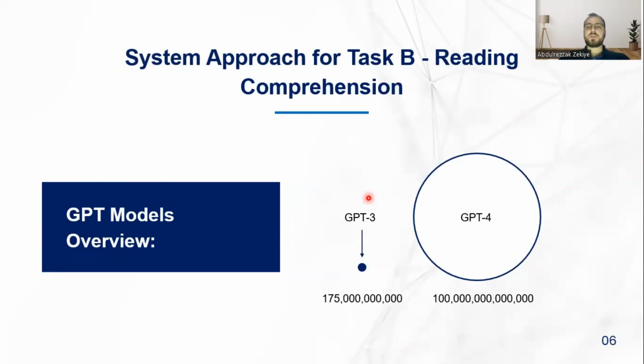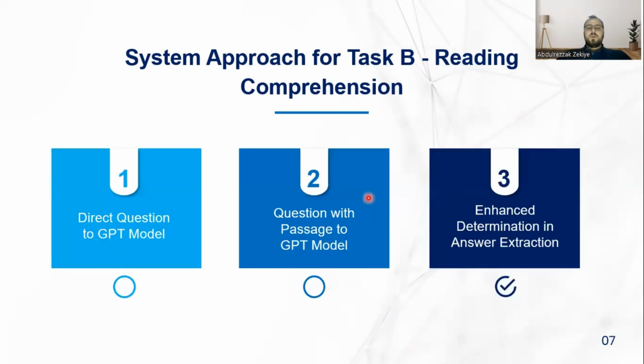For task B, we have used GPT, which is a Generative Pre-trained Transformer, and we tried both GPT-3 and GPT-4. The difference is in the training data and the number of parameters, which is much higher in GPT-4. In this model, we have different scenarios to follow. For example, we can send the question directly to GPT and get the answer, but we get an answer from the training data that GPT has. So the answer could be wrong, and we don't like that, especially in Quran answering.